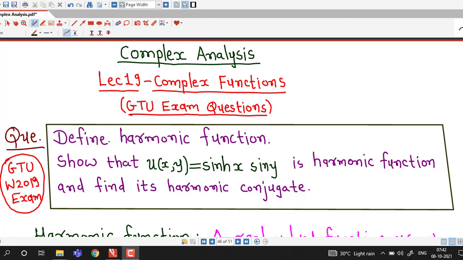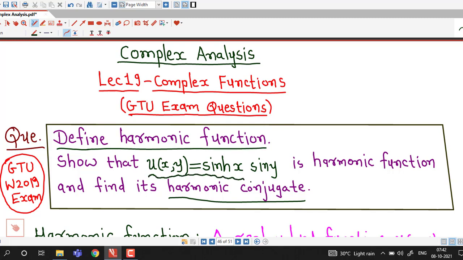In this lecture we are going to discuss one question on harmonic function and harmonic conjugate. This question was asked in GTU Winter 2019 examination. So the question is about, first you have to define the harmonic function, then you have to show that this function u(x,y) equal to sine hyperbolic x times sine y is harmonic and find its harmonic conjugate.